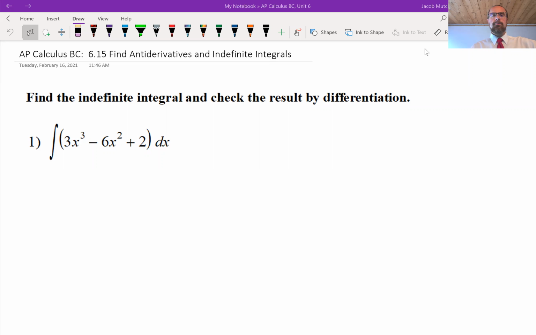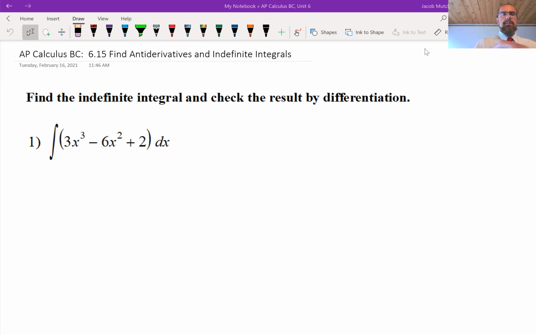Welcome to Calculus. Today we will investigate finding antiderivatives and indefinite integrals. We'll take a look at 4 examples. Our first example is the integration of 3x cubed minus 6x squared plus 2 dx.